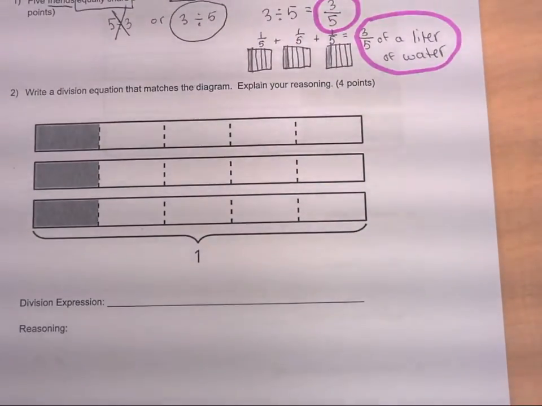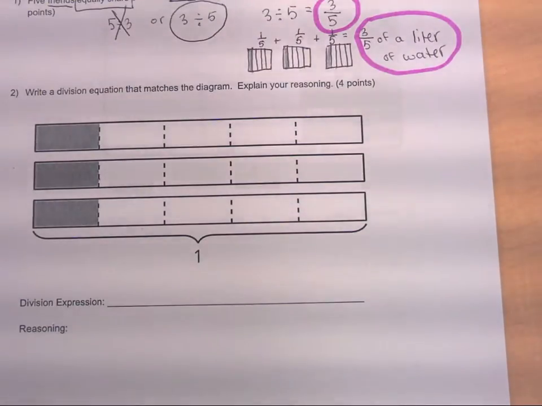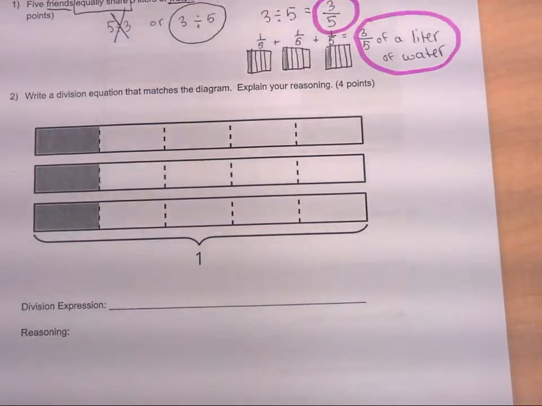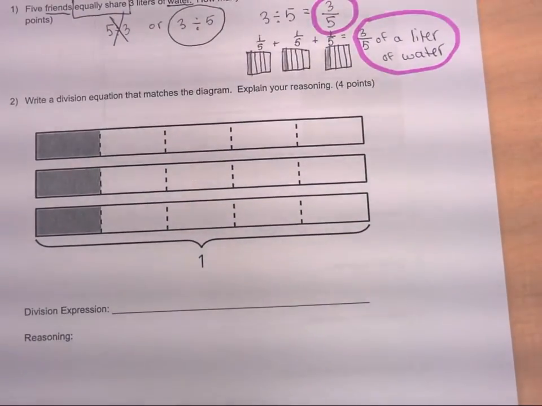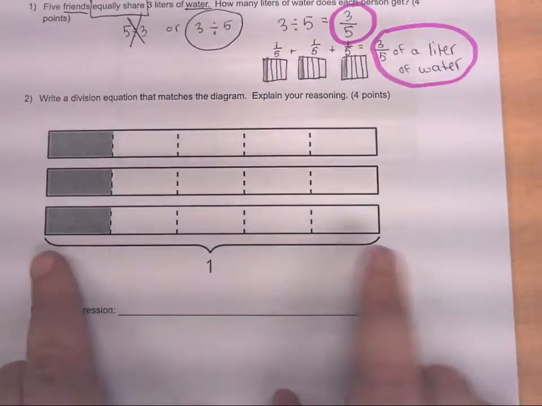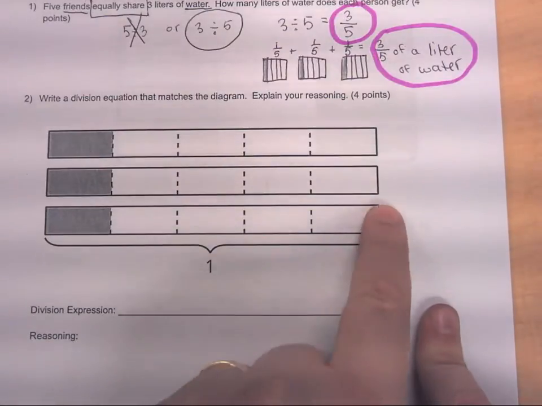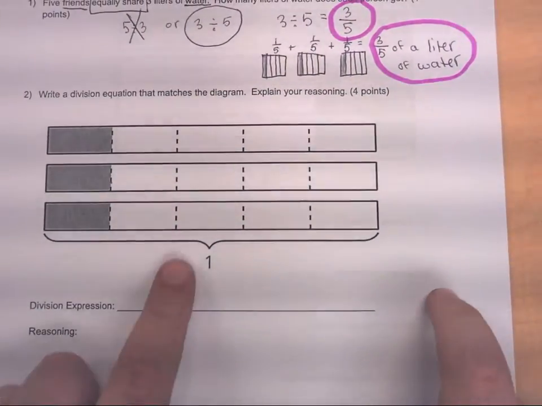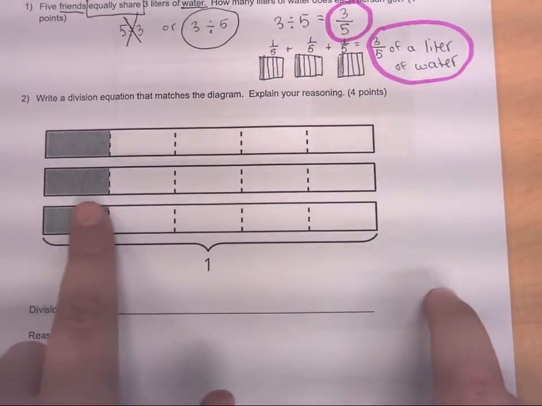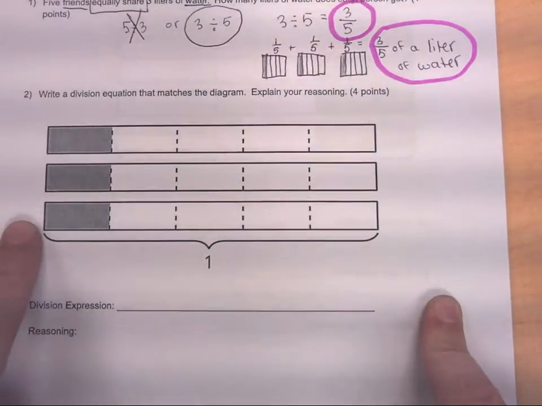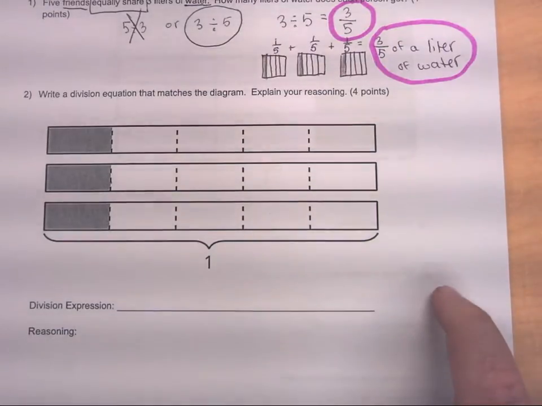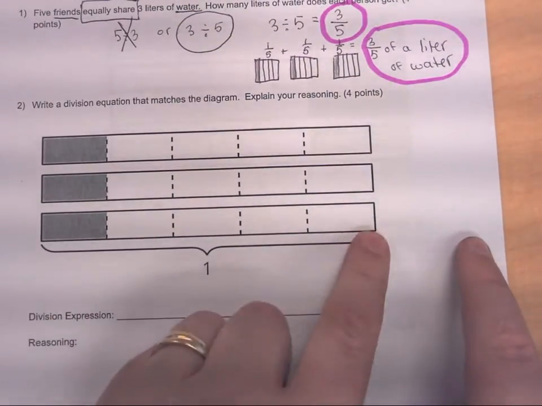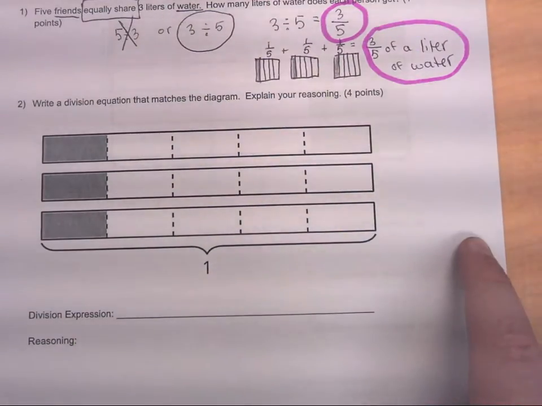The second question asks us to write a division equation that matches this diagram. So the diagram is labeled here. Well, I should say the length of each of these long tape-like rectangles is 1. So this entire rectangle here represents a length of 1. And this rectangle here is repeated for a total of 3.